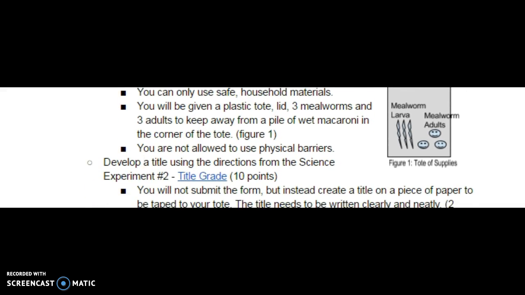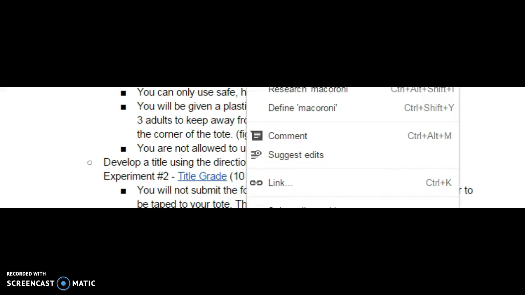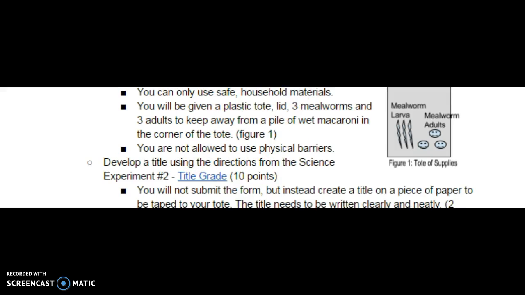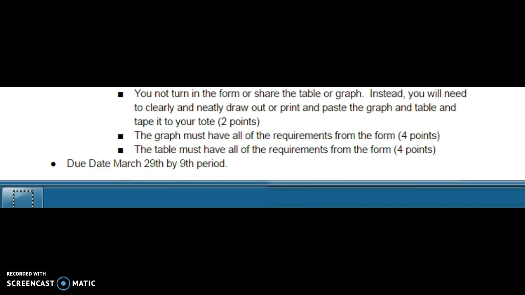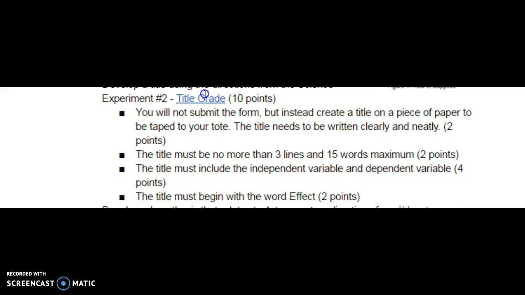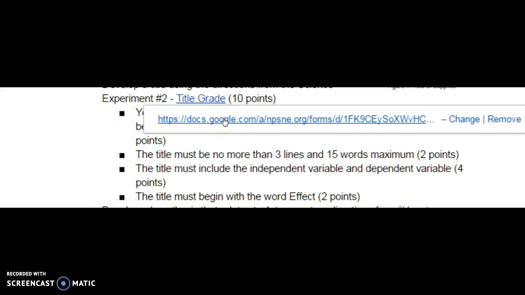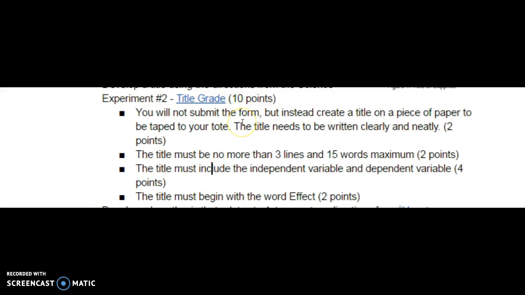You'll be graded by developing a title using the same directions that we did from the past experiment. This should include everything that is on your title hyperlink, and it goes through and talks about how you have to have it in a certain length. Also, it needs to have an independent and dependent variable, along with starting with the word effect. That hyperlink will be a good review. However, you will not submit that form again, but instead create a title on a piece of paper to be taped to your tote. The title needs to be clearly written and on your tote.